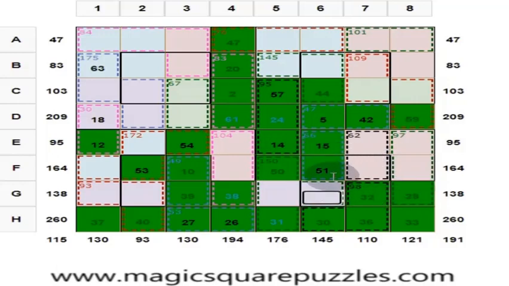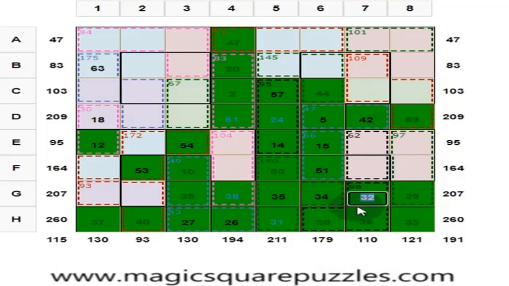15 plus 51, 66. 66 plus 30, 96. Here you put 34. And what is this? Here, 14 plus 50, 64. 64 plus 31, 95. Here you put 35. And center 2 by 2 should give you 130.